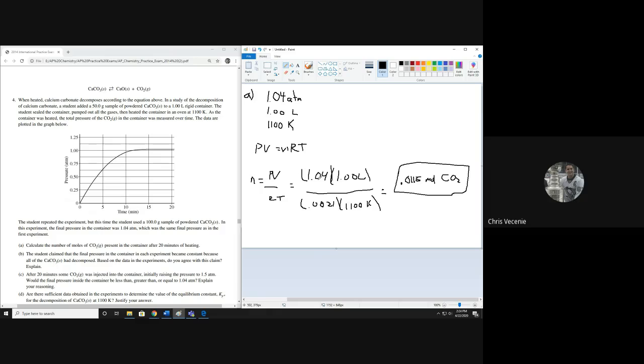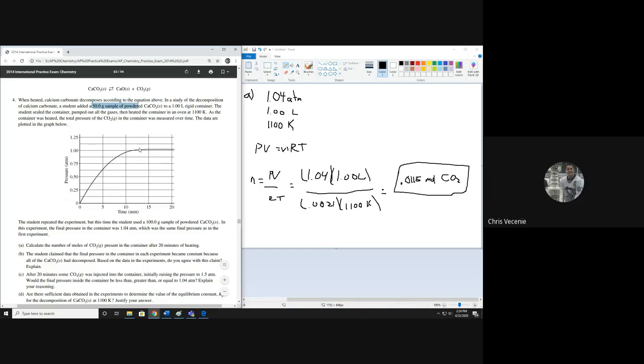Oh, and some of you may say, why can't I just take the 100 grams and convert it into moles? We have to realize if we did that, we're assuming that all of the CaCO3 decomposed, and we don't know that that happened. In fact, we probably think it didn't, because whenever I had 50 grams, I got 1.04, and whenever I have 100 grams, I got 1.04. If we were reacting at all, my pressure should have been different between those two. So it means I didn't even react all of the 50. That's why I can't do it that way. That's why I'm doing pressure and the PVNRT.